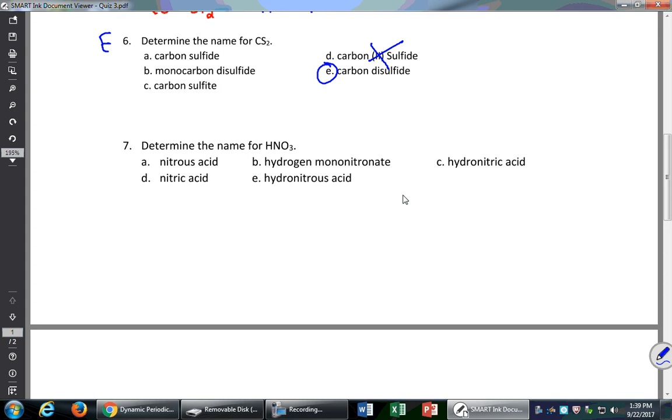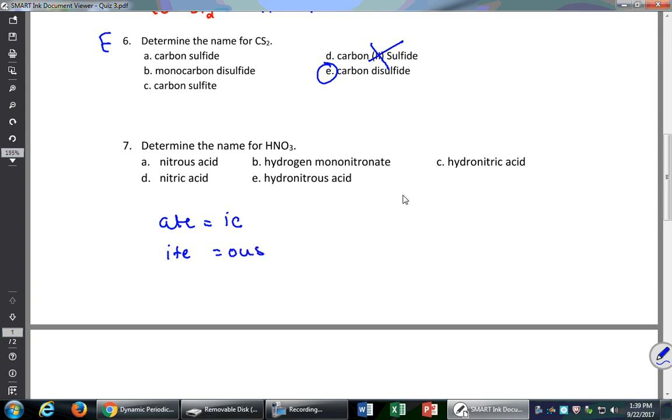This is an acid with our polyatomic ion, so we will not be using hydrogen first. We only use hydrogen for our diacids. And remember, for these 8, we're going to change to ik, and ite to us.